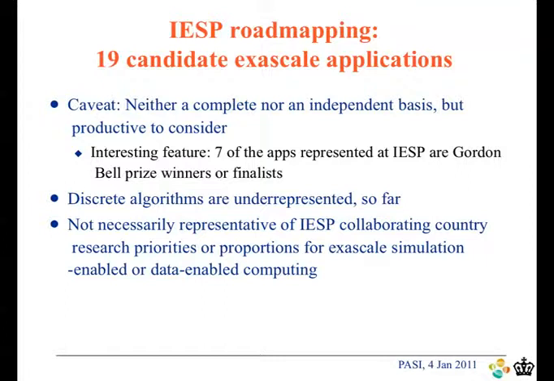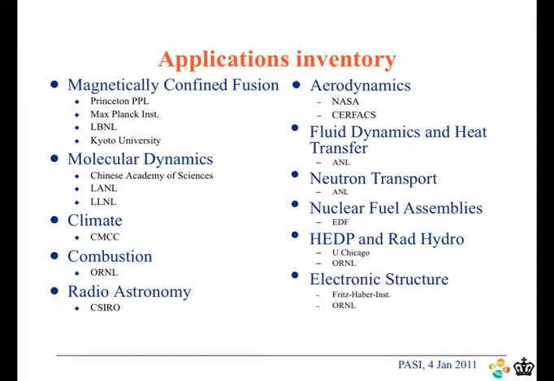We don't claim that every math algorithm that will be needed at the exascale is a component of one of these problems here. But it's interesting that 7 of these 9 apps actually were Gordon Bell finalists, and their inventors were in the room. I would say one of the weaknesses of the list is that discrete algorithms are so far underrepresented. And this is not necessarily a statement of priorities from the funders, but these are the applications that are currently driving the algorithmic perspective on the exascale: magnetically confined fusion, molecular dynamics, climate, combustion, radio astronomy. That's actually the most data intensive of these 19 applications.